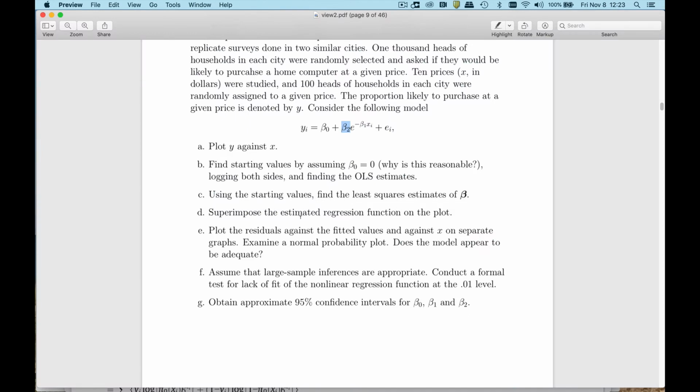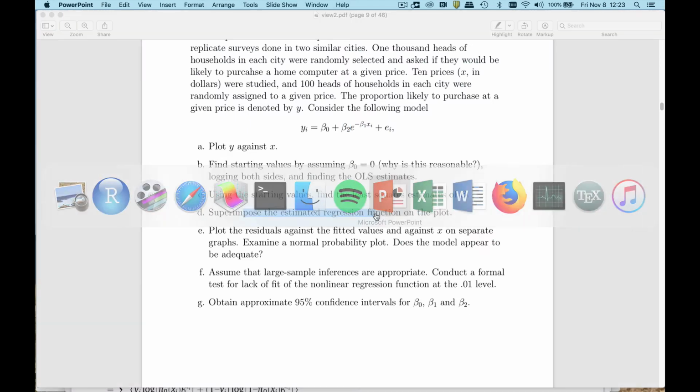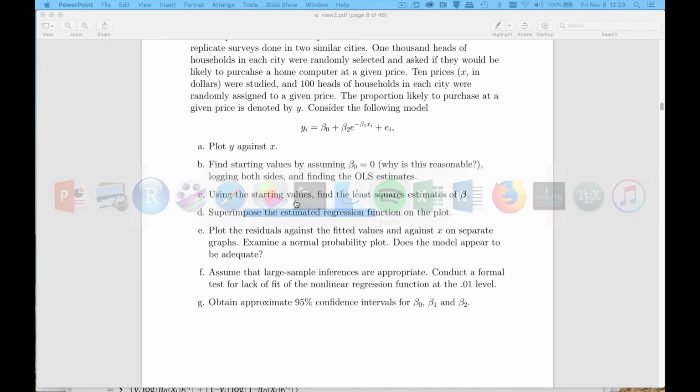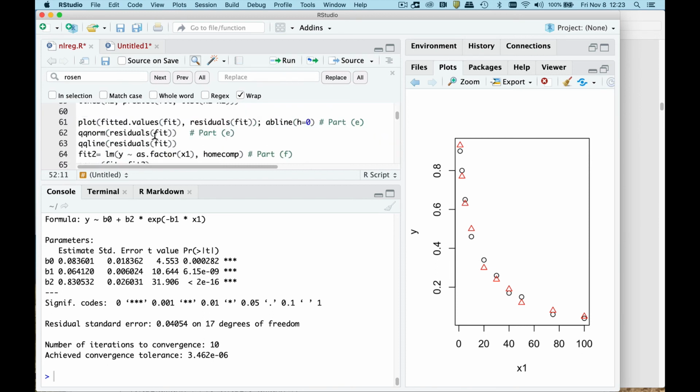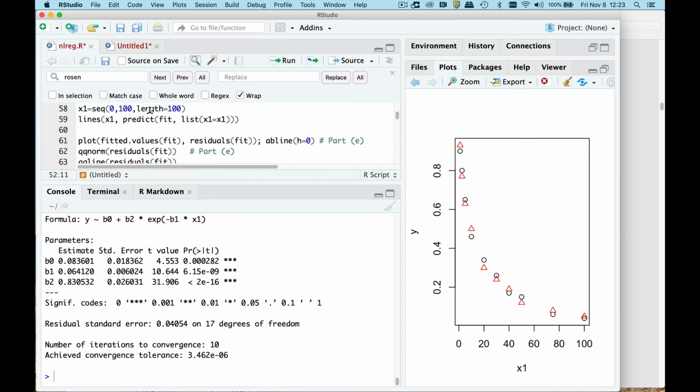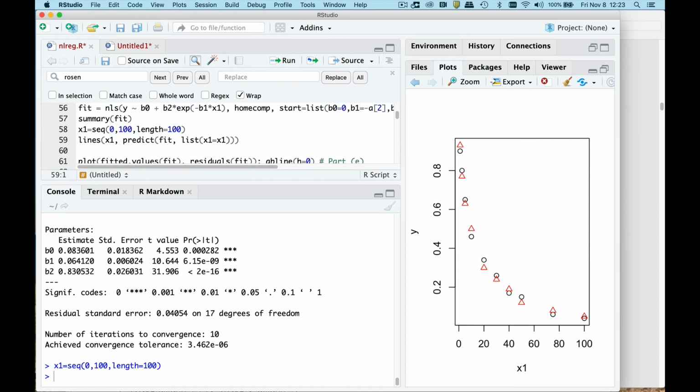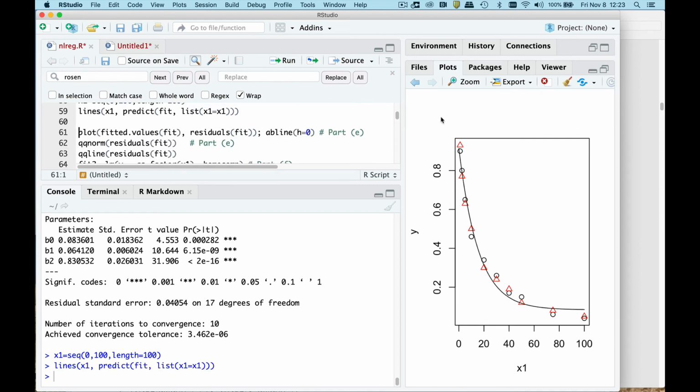Superimposing this on the plot is part D. So let's go do that. The way I'll do this, I'm going to generate a bunch of x's, and then I'm just going to use lines to superimpose it. And so you see a pretty good fit there.